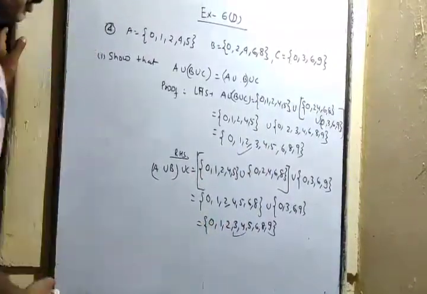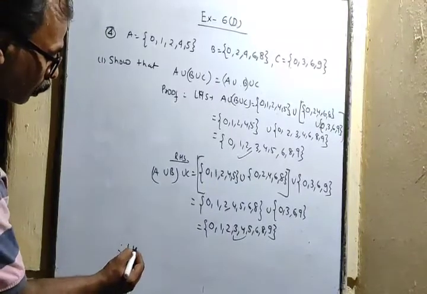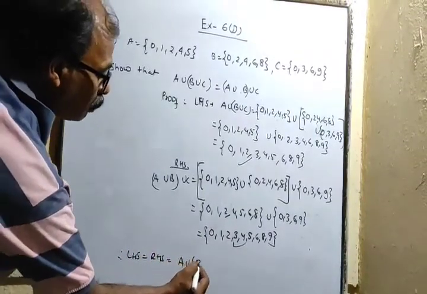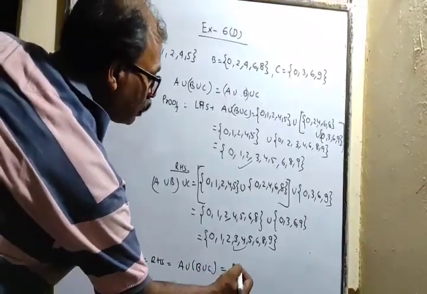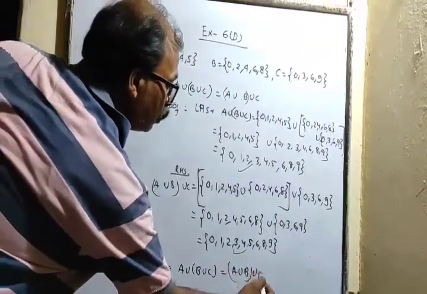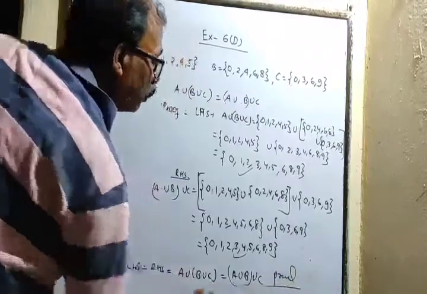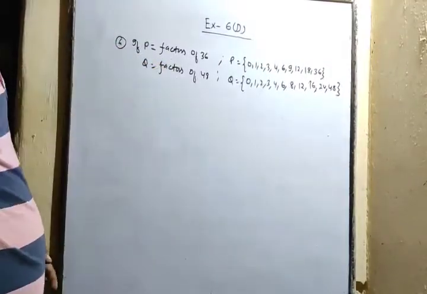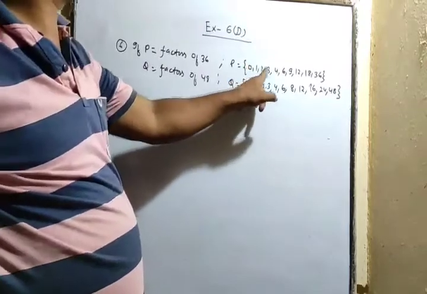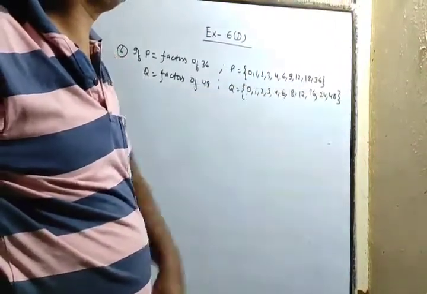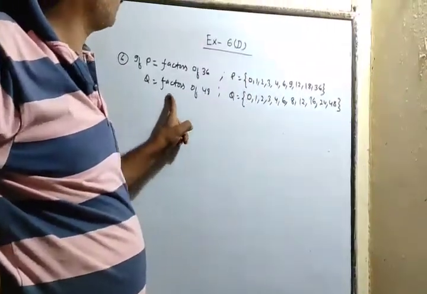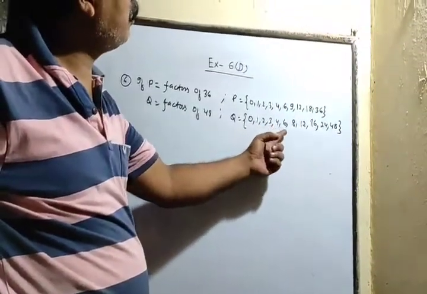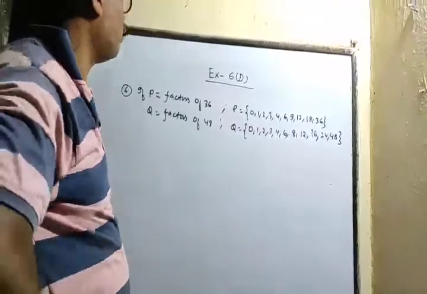So what we are finding is that the elements in both cases are the same. Hence LHS is equal to RHS, that is, A union (B union C) is the same as (A union B) union C. Proved. Now question number 6. P is the factors of 36, so there will be 1, 2, 3, 4, 6, 9, 12, 18 and 36. And Q is the factors of 48, so these elements will be 1, 2, 3, 4, 6, 8, 12, 16, 24 and 48.